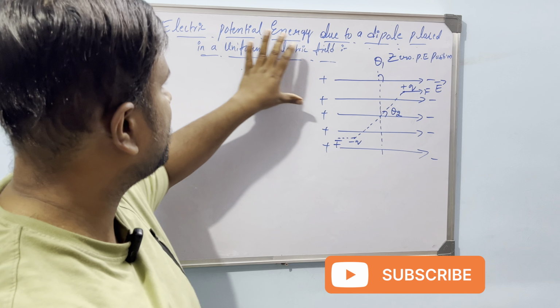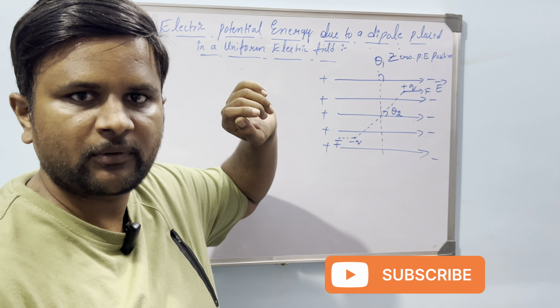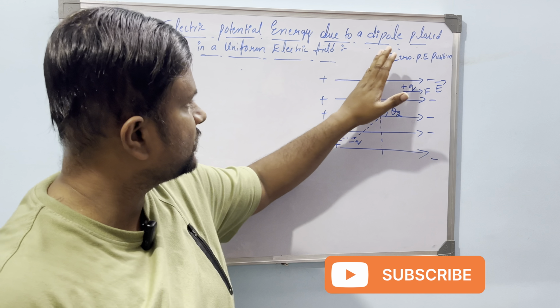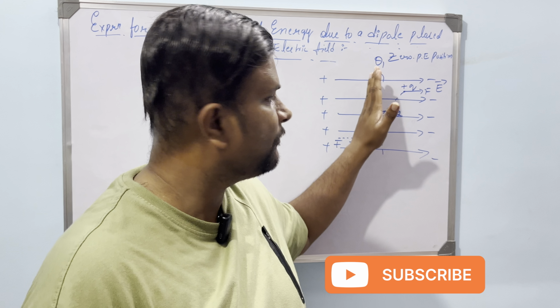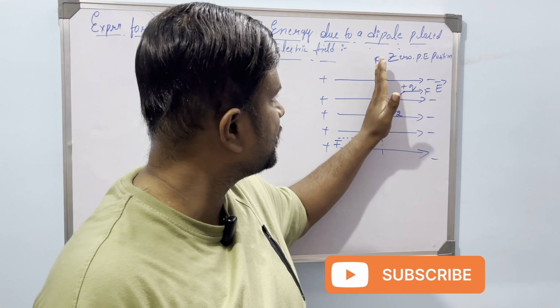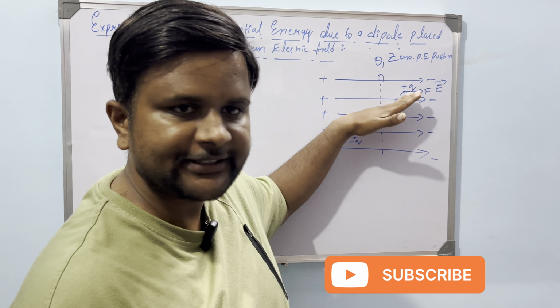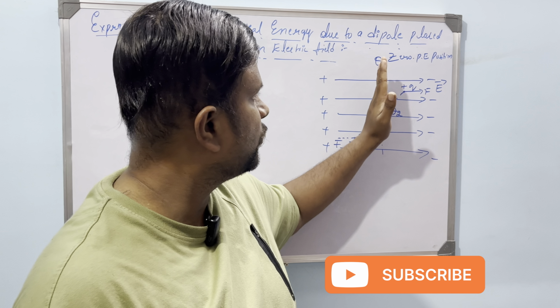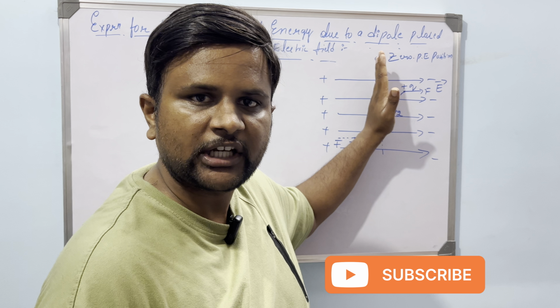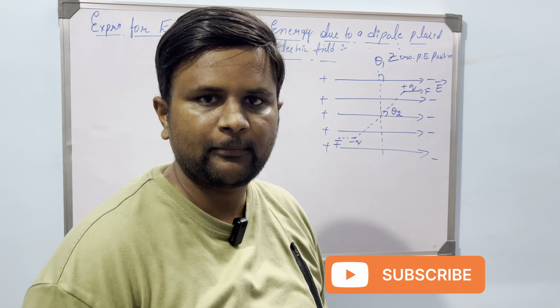So what is the potential energy of a dipole? Potential energy of the dipole means it is the total amount of work done in moving the dipole from the zero potential energy position to the desired position, any desired position. So it is the work done in moving the dipole from the zero potential energy position to the desired position.